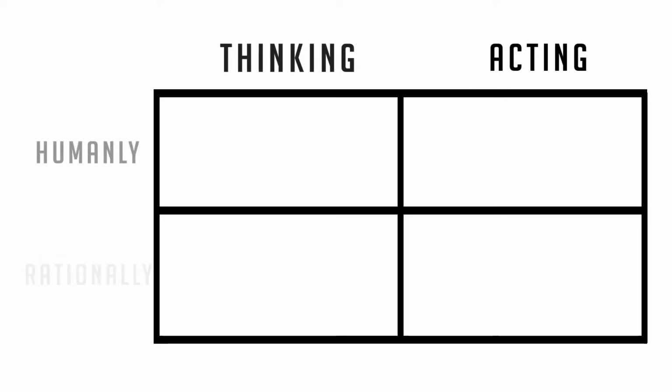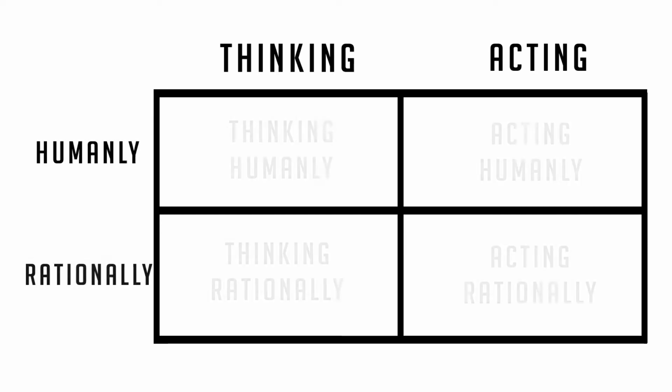According to Russell and Norvig, there are 4 main categories of AI. These categories are split by either acting or thinking, and once more separated by whether these are done so humanly or rationally.